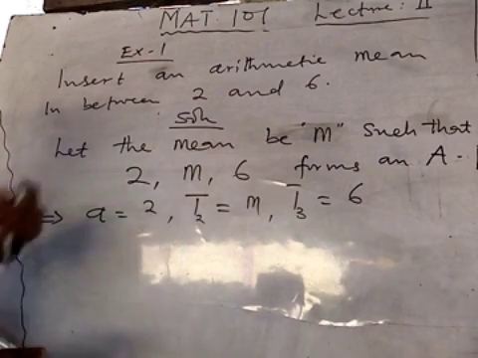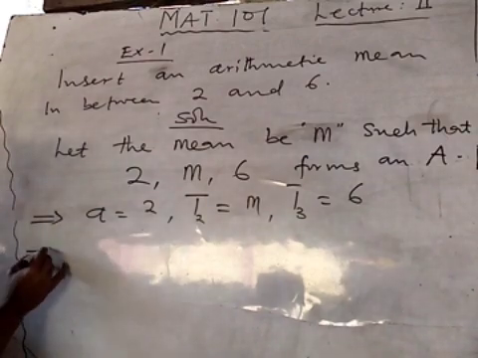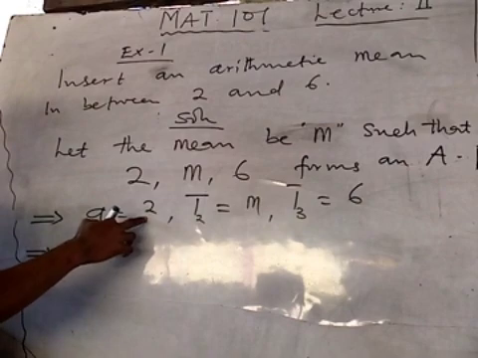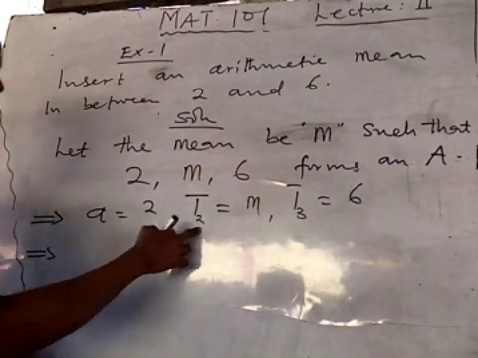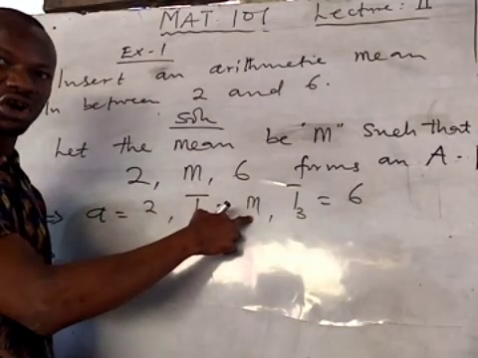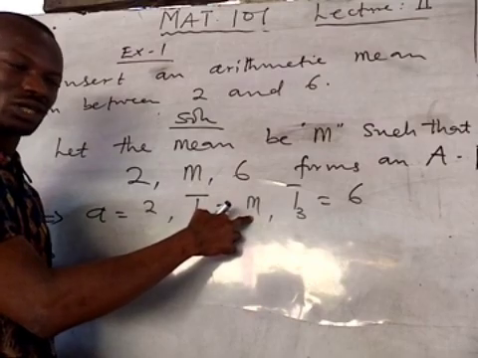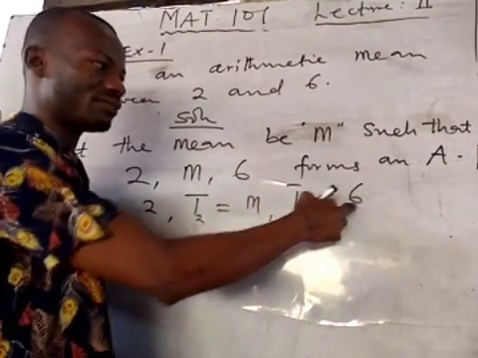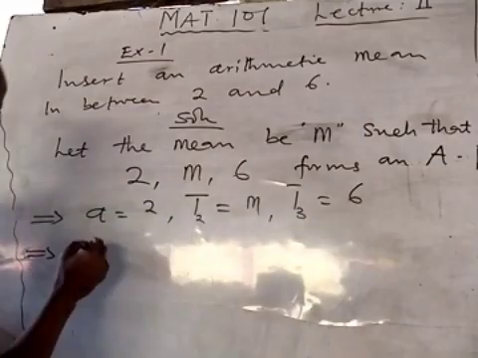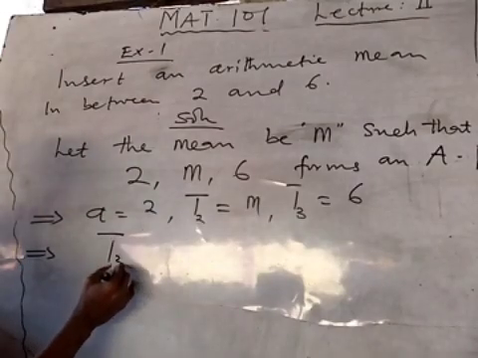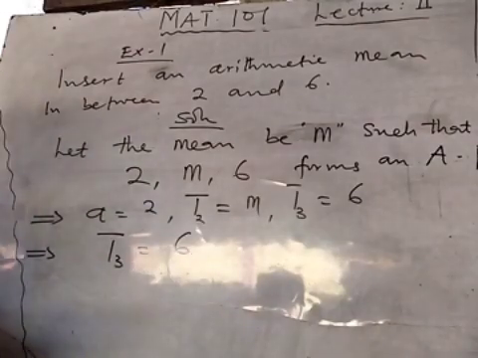So of course, I have my first term as 2. The second term is the mean, which is unknown to us; we want to find the mean. But the third term is given as 6. Here, the third term t sub 3 is equal to 6.